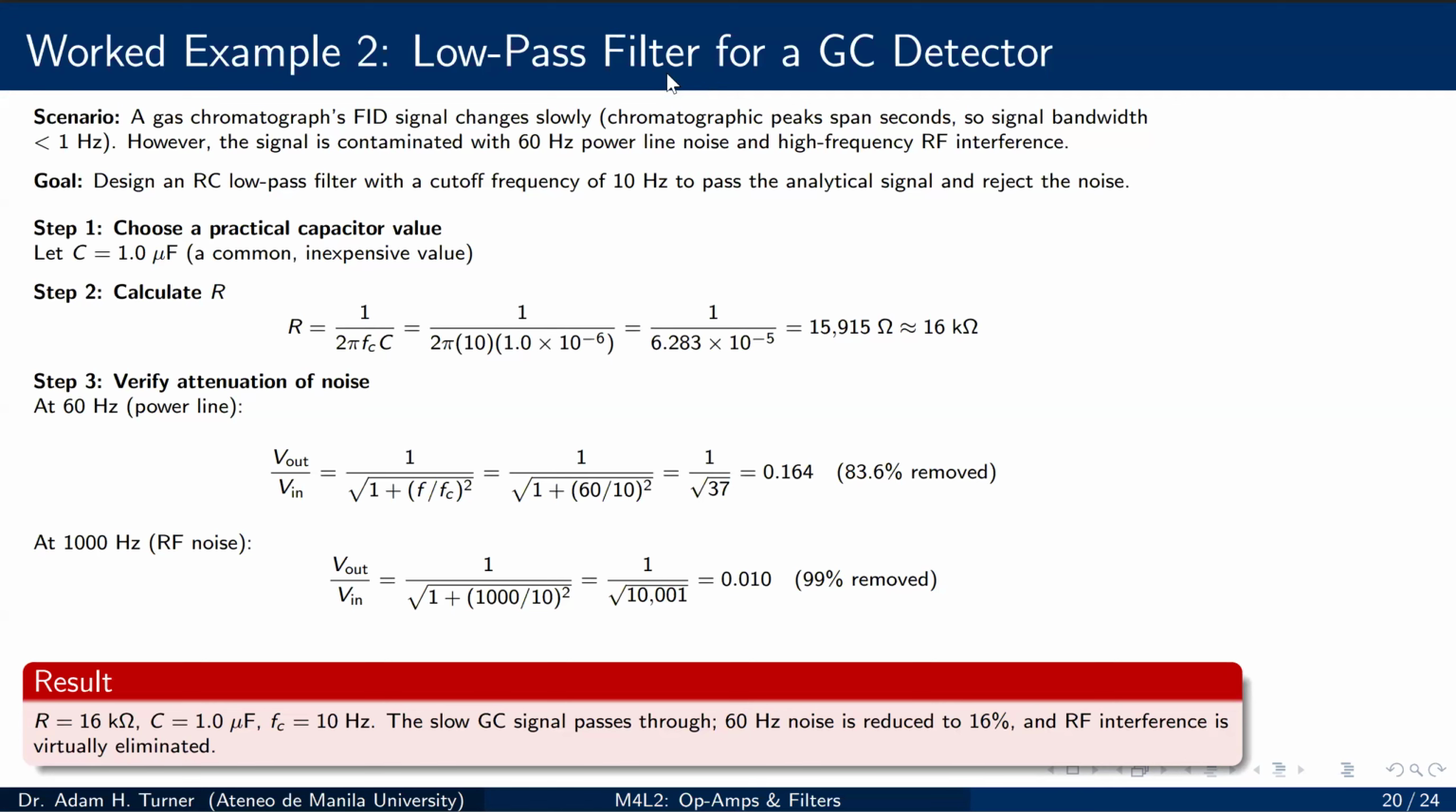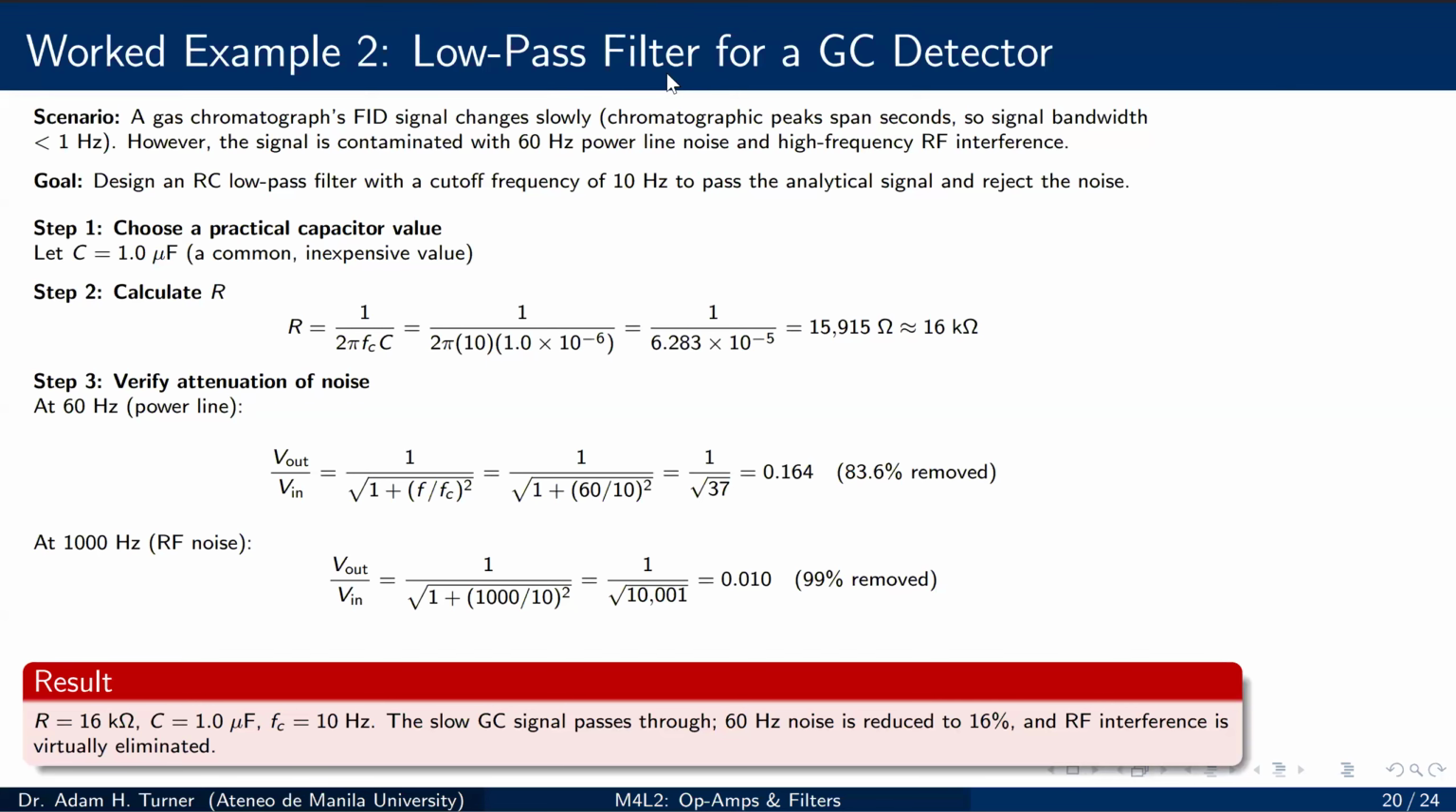So step one is to choose a practical capacitor. Let's use 1 microfarad, which is common and inexpensive. Calculate R, so R equals 1 over 2 pi F C. Plugging in the numbers, we'll get a value of 15,915 ohms, which we'll round to the nearest standard value, which is 16 kilohms.